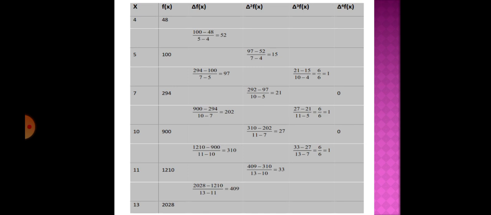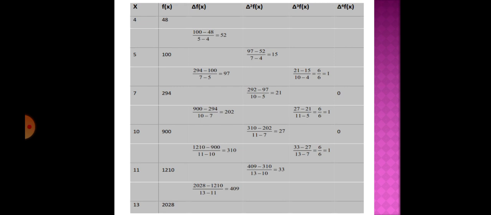Now you have to find out the del square value. Similarly, you have to find the del square differences, that is the differences of the del values: 97 minus 52 divided by 7 minus 4. So you are getting the answer 15. And also 292 minus 97 divided by 10 minus 5 is equal to 21. Then 310 minus 202 divided by 11 minus 7 equal to 27. And then 409 minus 310 divided by 13 minus 10 equal to 33. Now this is the del square value.